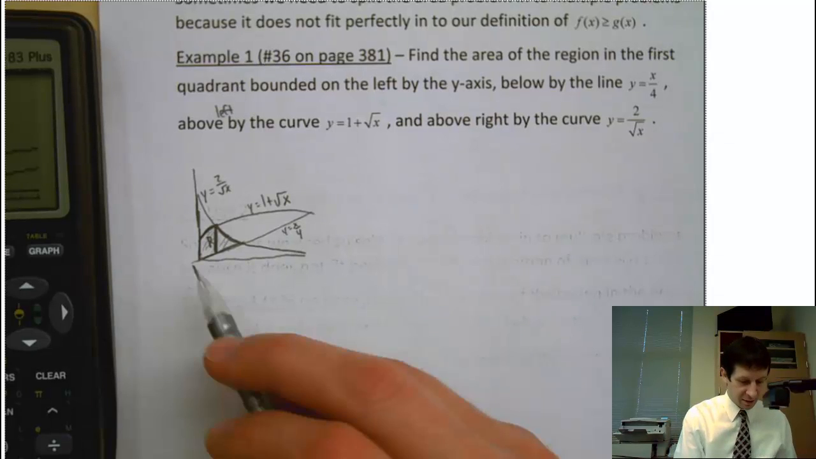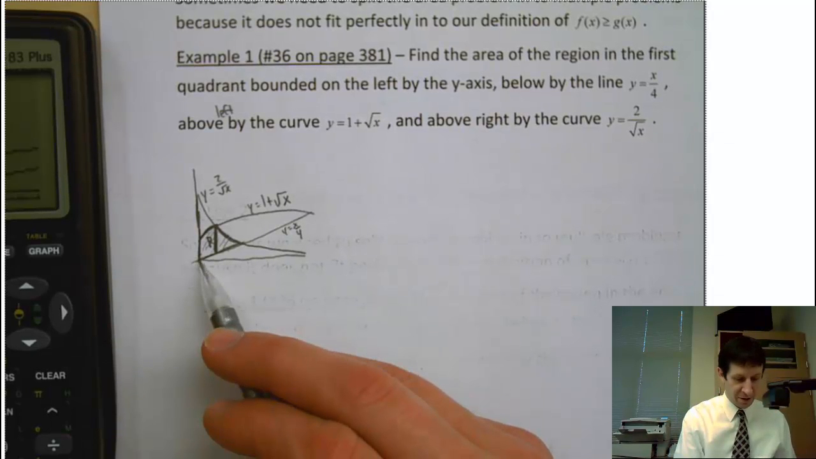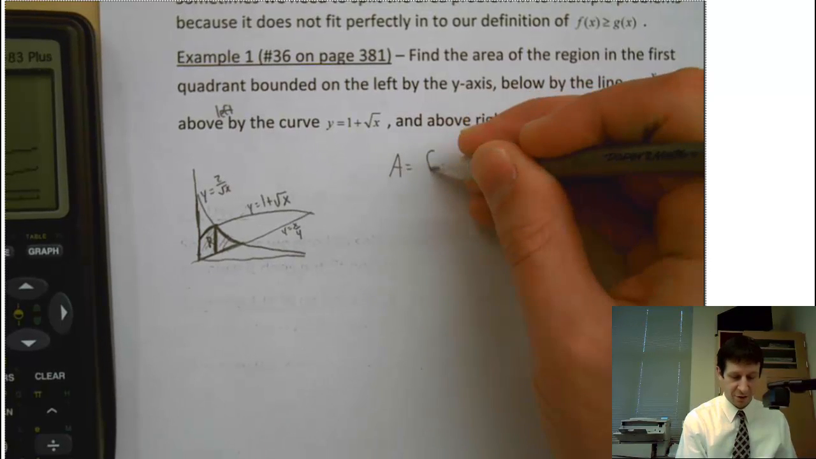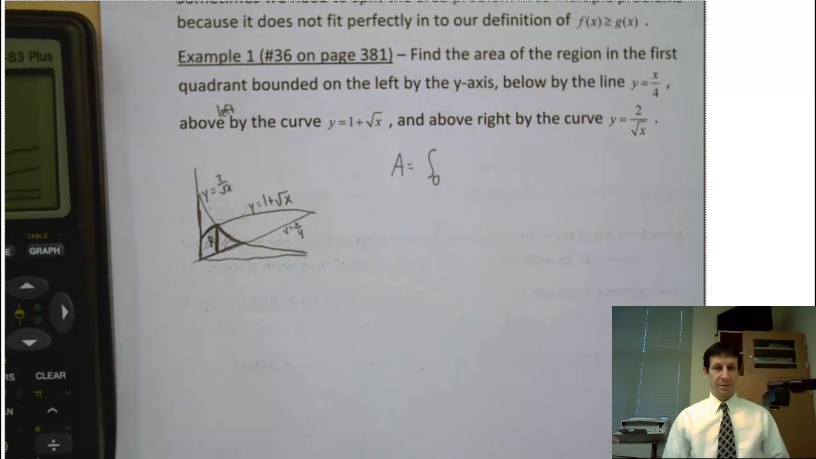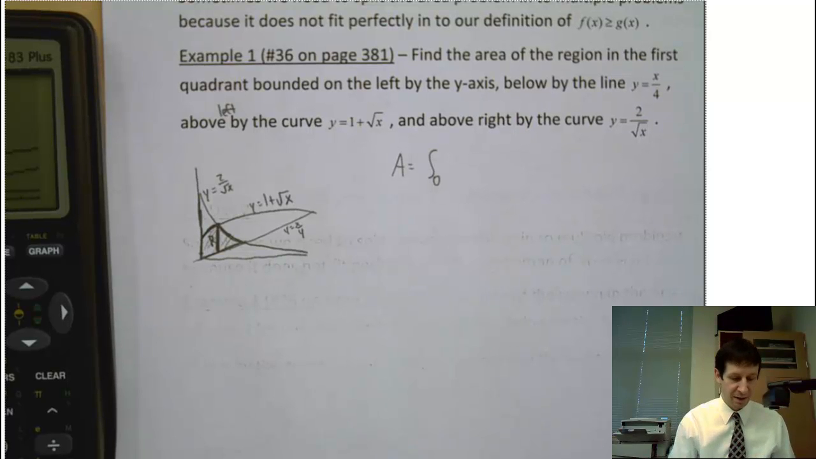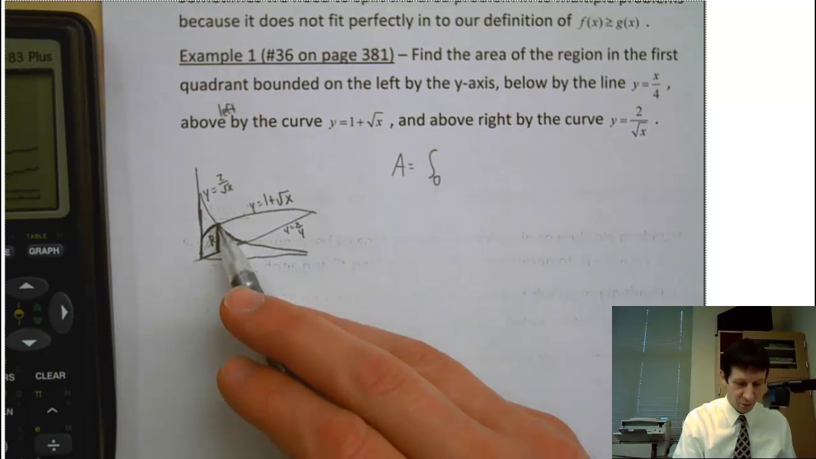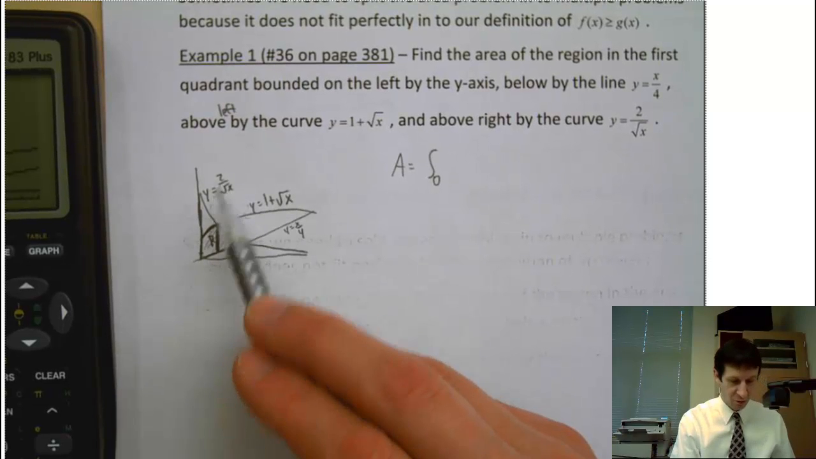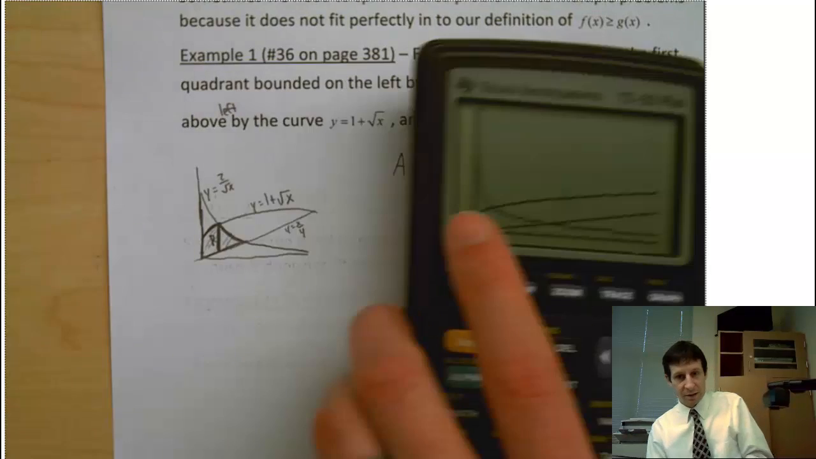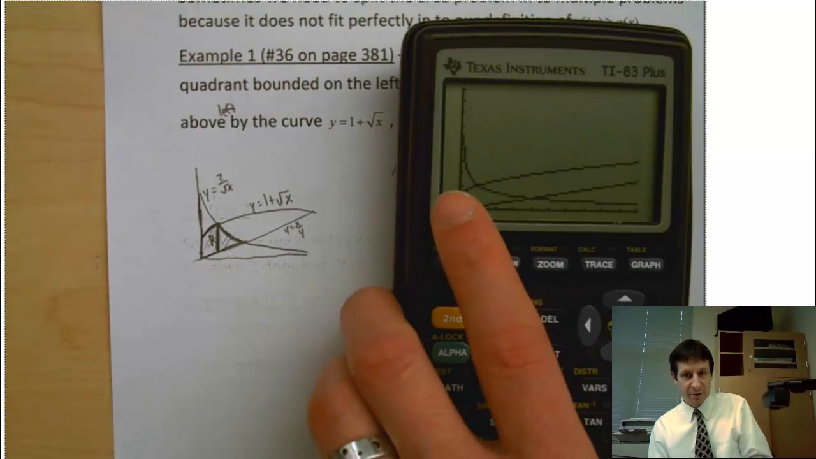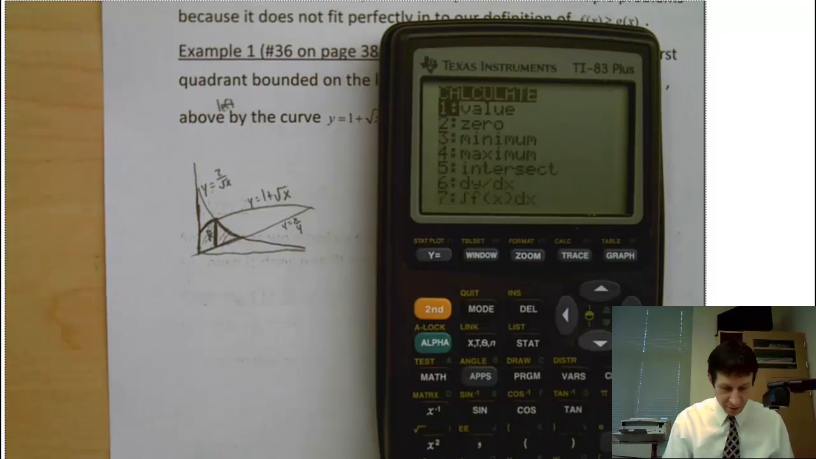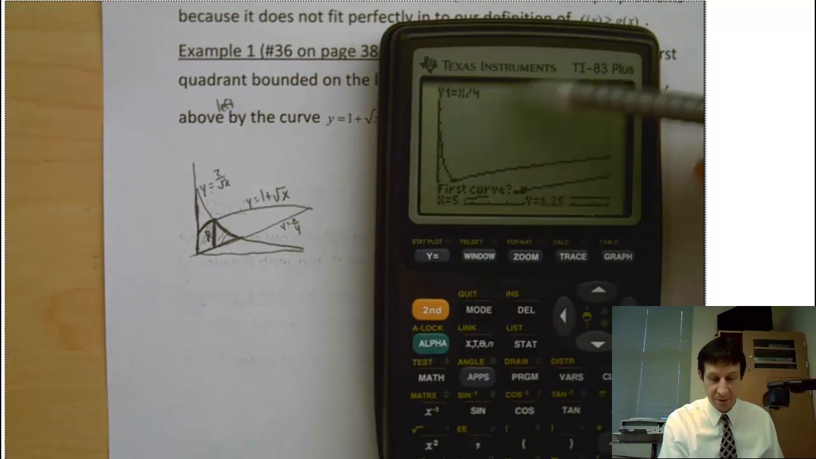The key to this is it looks like up front I know that this part's 0. So when I go to write my area, the very first one is going to have a lower limit of 0. It needs to end wherever this was, and that's where 1 plus root x is intersecting with 2 over root x. So let's bring the calculator in again for a moment. I have all the curves here. Second calc, intersect. For the first time, this upper left matters to us.